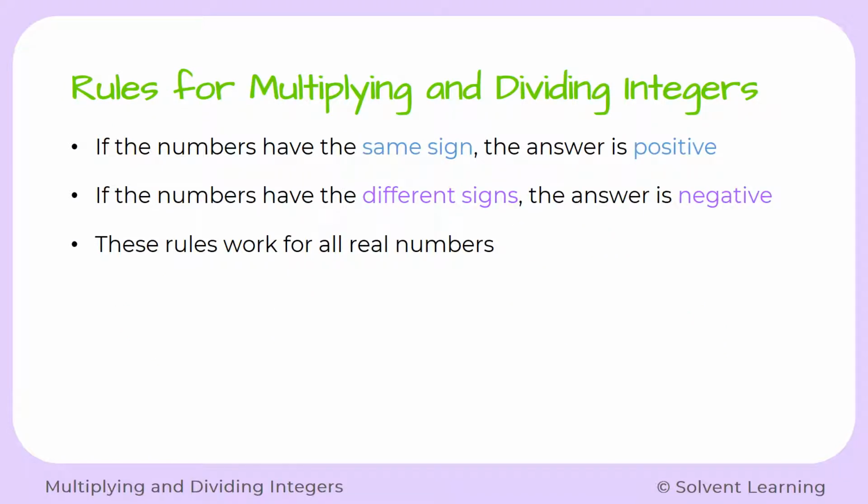Okay, so just to go over those rules again, if both of the numbers have the same sign and we're multiplying or dividing them, the answer is positive. If the numbers have different signs when we're multiplying or dividing them, the answer will be negative. And this works for all real numbers. So just remember those two rules, and you'll always be able to figure out the sign of your answer when you're multiplying or dividing with real numbers.